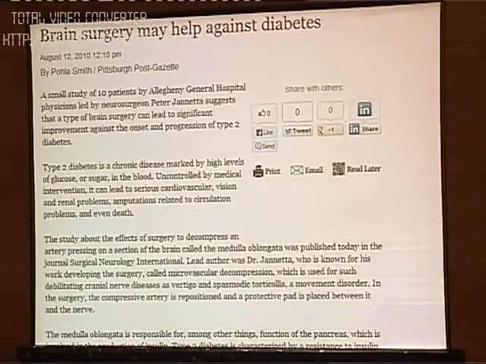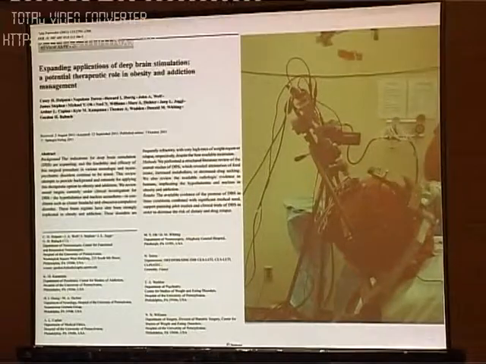This has slowly started now. This is August 12, 2010. This is the University of Pittsburgh. Peter Janetta is a very well-known neurosurgeon. So brain surgery may help against diabetes. About 200 people have been operated. It's going to take a long time, but the very fact that they've started work on this indicates that it just may happen. Expanding applications of deep brain stimulation, a potential therapeutic role in obesity and drug management.